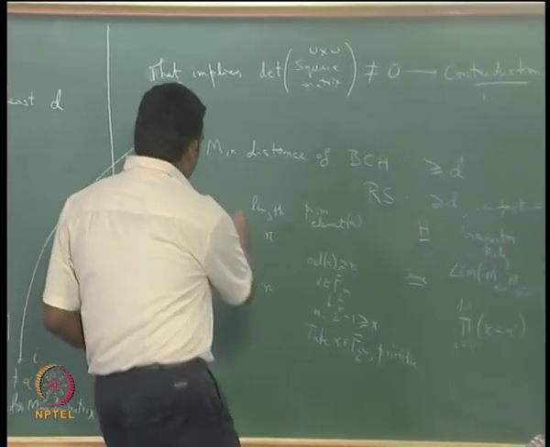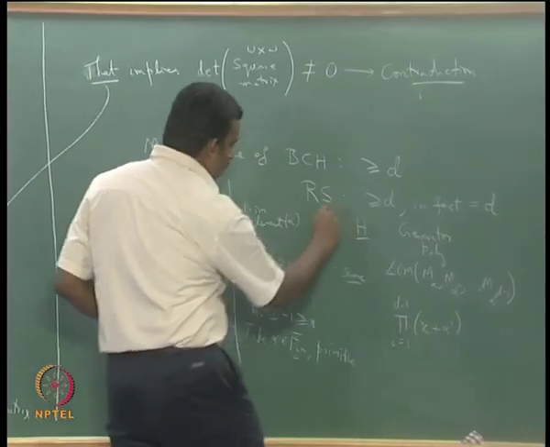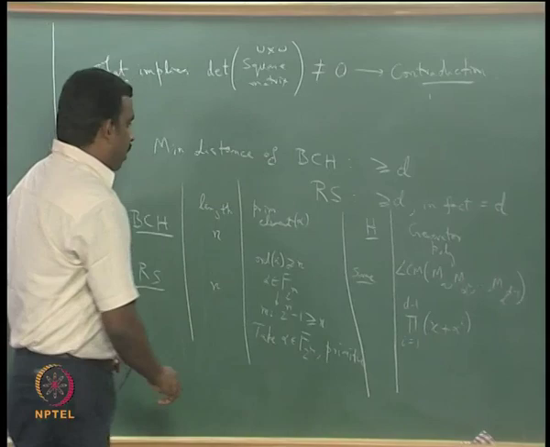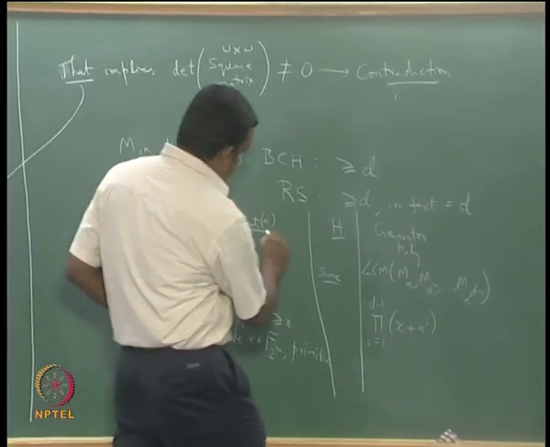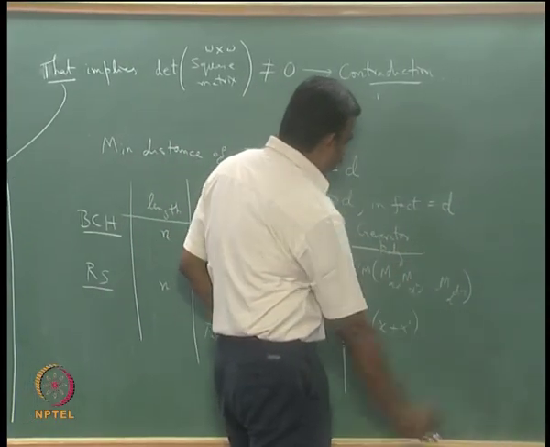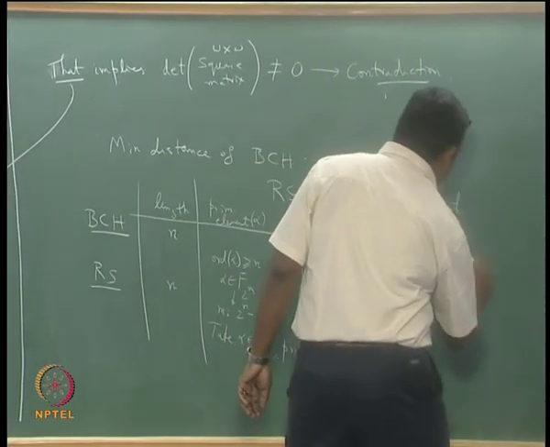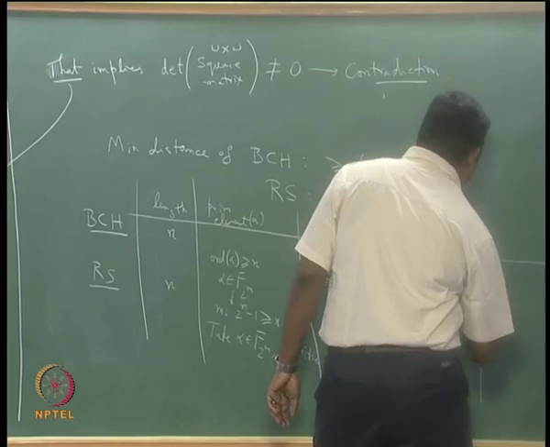Okay, so maybe I should draw some lines here to demarcate what I am saying. What else should I add? The next thing I should add is for dimension and minimum distance. What about dimension?